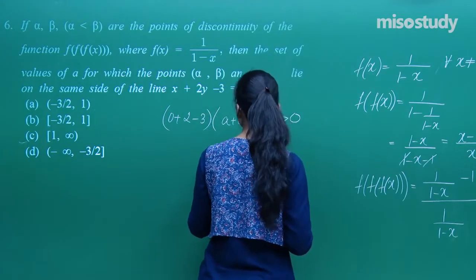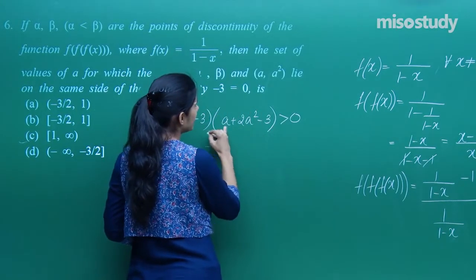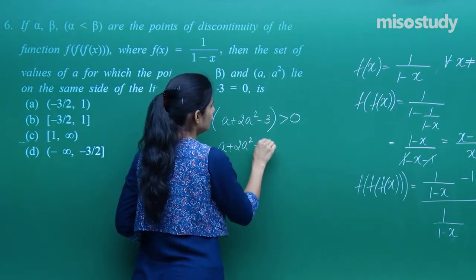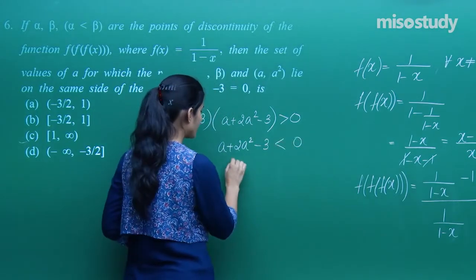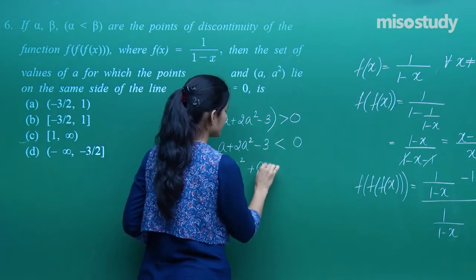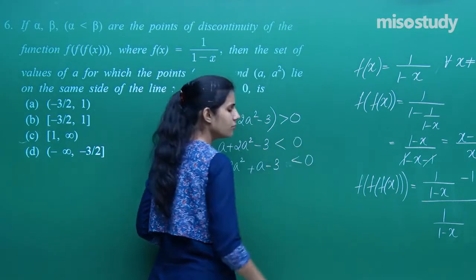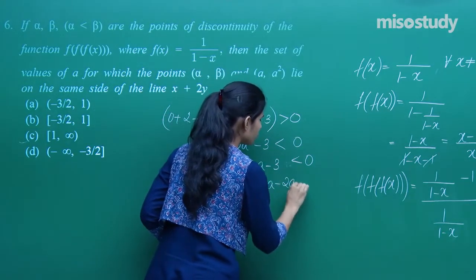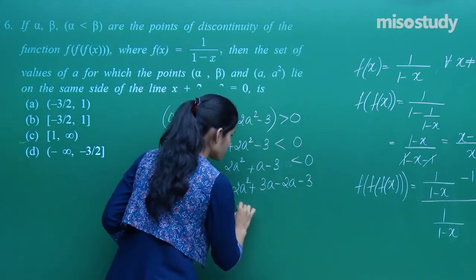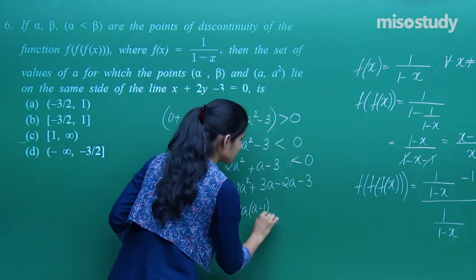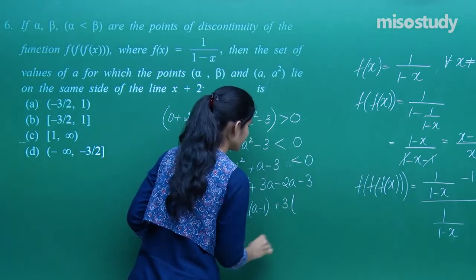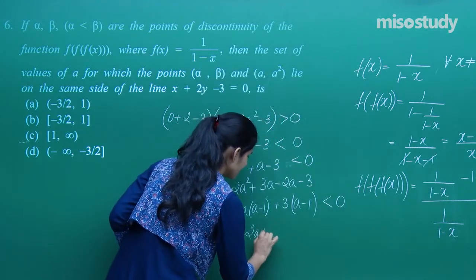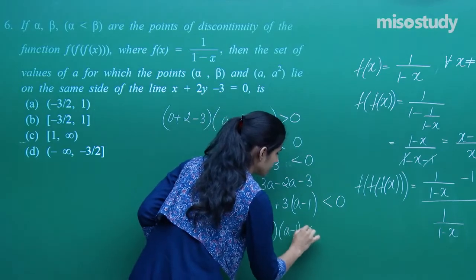Now when you have these two things with you, you basically get negative of a plus 2a square minus 3 is greater than 0. That means a plus 2a square minus 3 is less than 0. I can say 2a square plus a minus 3 is less than 0, right? So this gives you what? 2a square minus 2a plus 3a minus 3. From here you get 2a, a minus 1, plus 3, a minus 1, is less than 0. So you basically get 2a plus 3, a minus 1 is less than 0.